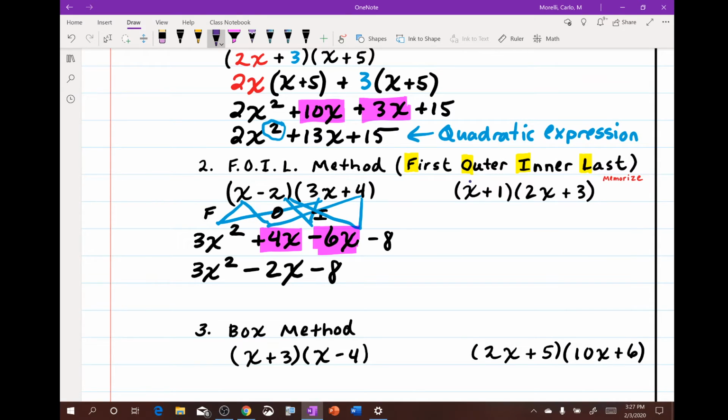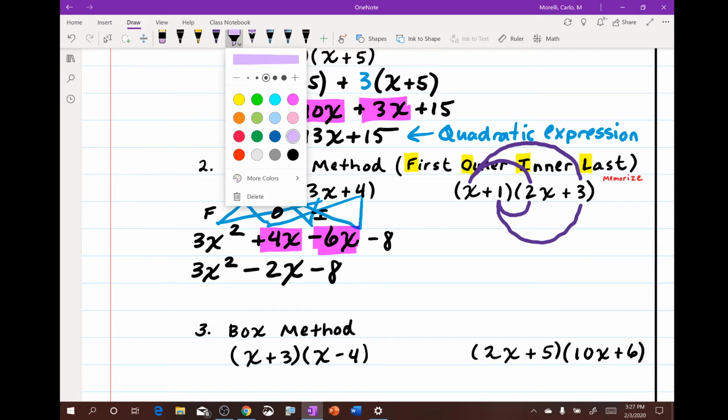So watch how I do this. First. And then what comes after that? What comes after first in the FOIL? Outer. Now watch this. Watch how I draw this. Then what? Inner. Watch this. Then, watch this. Now, Jade Lynn called this the claw, but let me color it in.